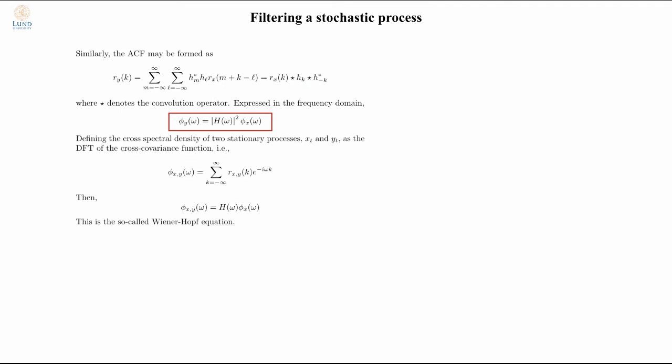I can similarly define the cross spectral density by just taking the Fourier transform of the cross covariance between the input and the output. And this will give me in frequency domain the so-called Wiener-Hopf equations, which, if you look at it, seems to suggest that I should be able to get an estimate of the transfer function by estimating the cross spectral density and then dividing by the auto spectral density of the input.